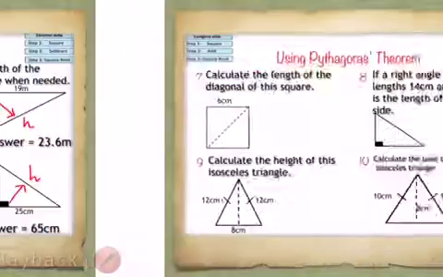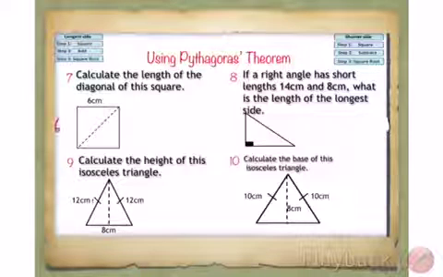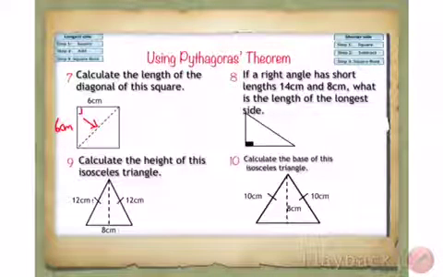A couple more examples, but they're a little bit harder. Calculate the length of the diagonal in this square. So again, you have to recognise that because it's a square, the side lengths are the same. So we can straight away see that this is also going to be 66 centimetres. I have my right angle, so I'm trying to find my hypotenuse, and I can work it out from there.